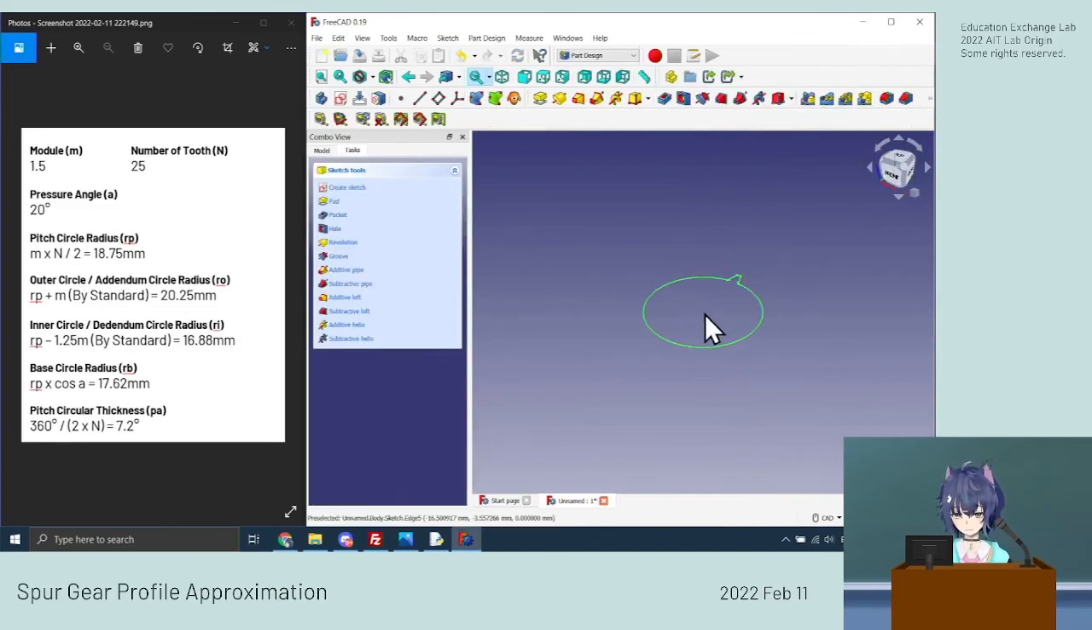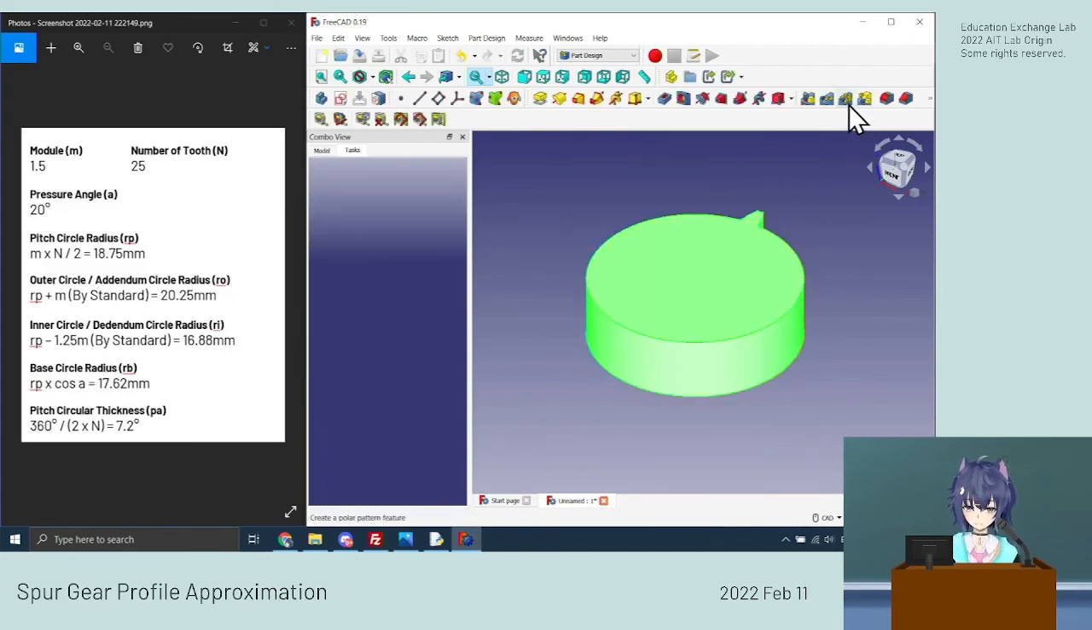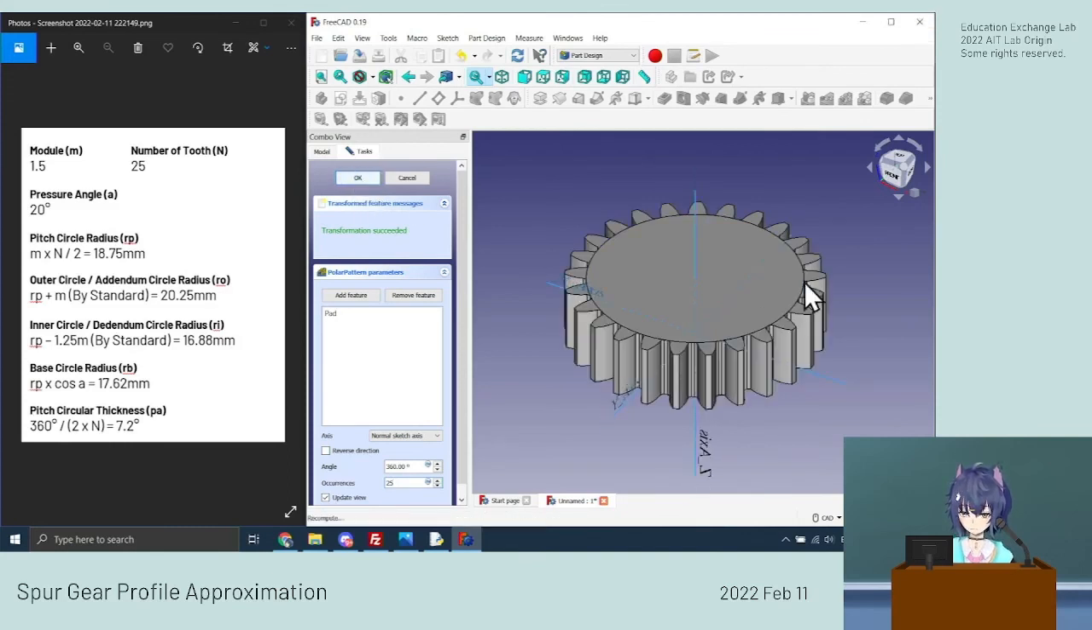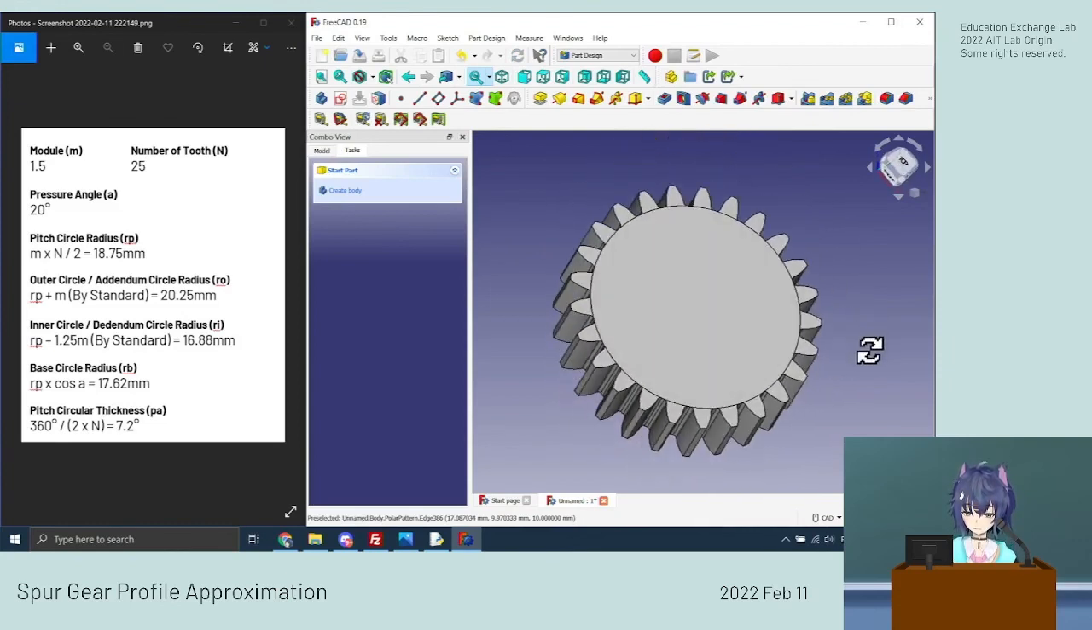Now, we could just extrude it or pad it and do a circular array. In this case, we have 25 teeth, so we enter 25 along. So we rotate it with 25 occurrences. We'll wait for it to compute, and this is our gear done. We've successfully made an approximation of a spur gear.